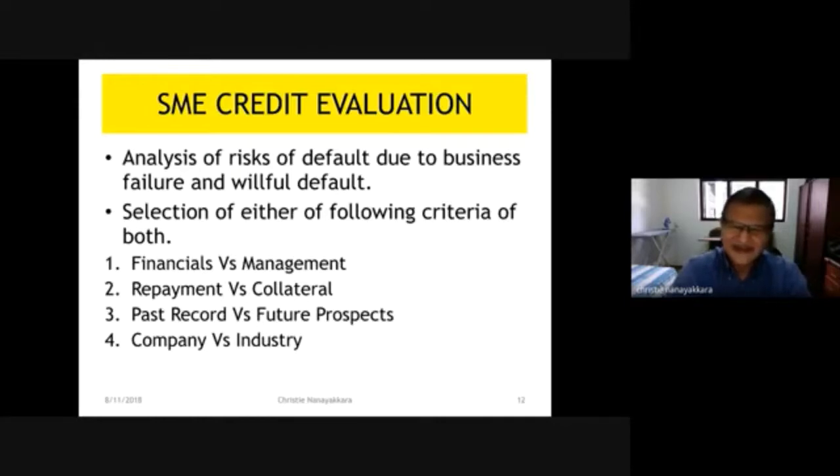Then the other criterion we looked into is repayment versus collateral. Now all these SME guys, sometimes they think banks are reluctant to lend to them.